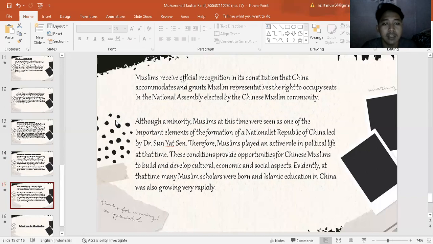Although a minority, Muslims at this time were seen as one of the important elements in the formation of a nationalist Republic of China, led by Dr. Sun Yat-sen. Therefore, Muslims played an active role in political life at the time. These conditions gave Chinese Muslims opportunities to build and develop cultural, economic, and social aspects. Evidently, at the time, many Muslim scholars were born and Islamic education in China also grew very rapidly.